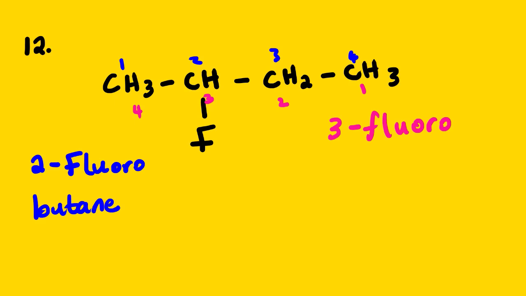And then also from the other side we have butane. So again, we have to compare. The smallest value is this one, so it means we are going to count from the right. So we have 2-fluorobutane.